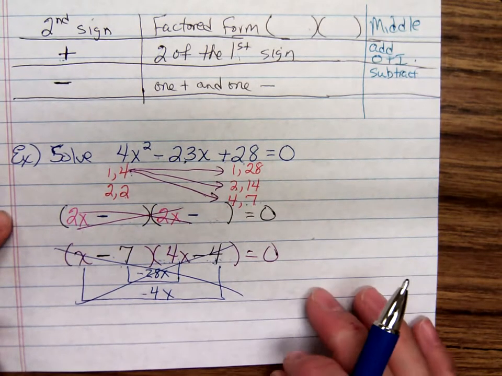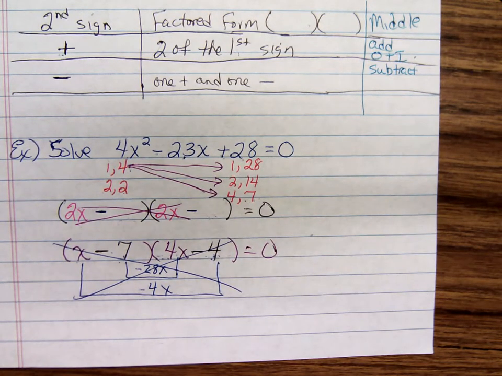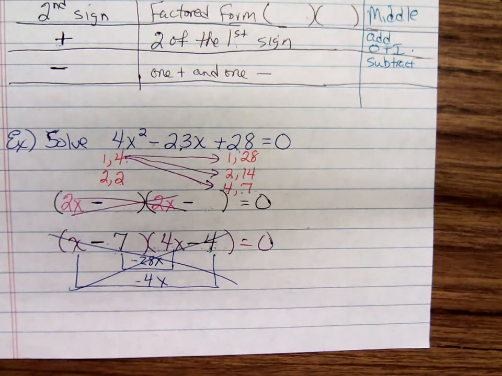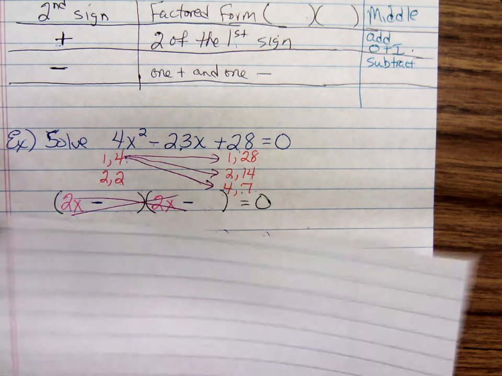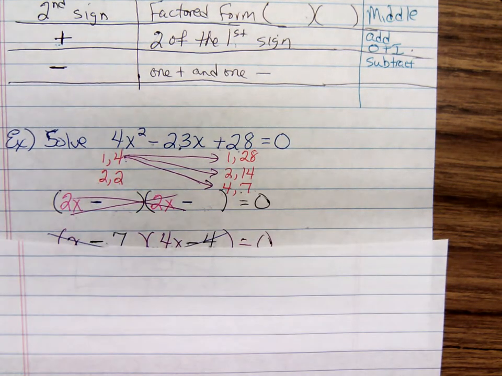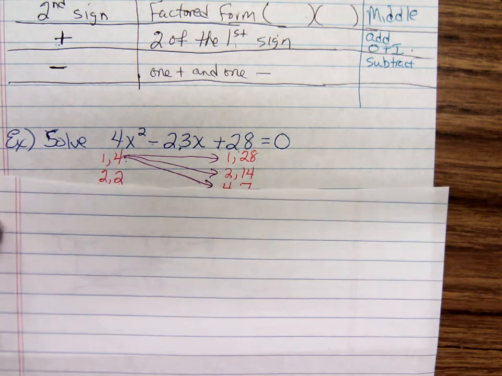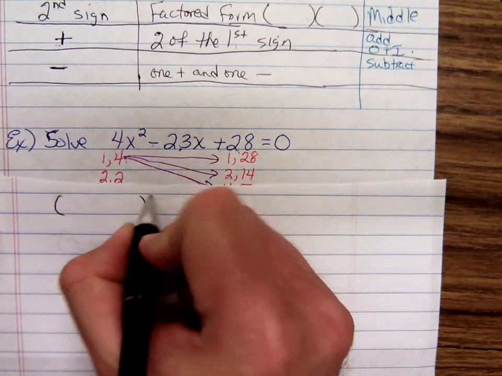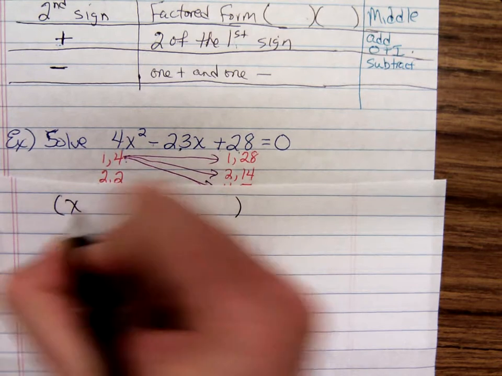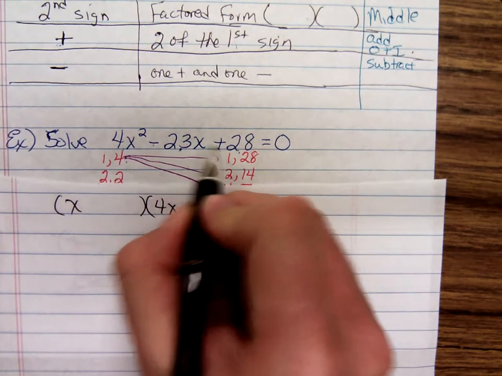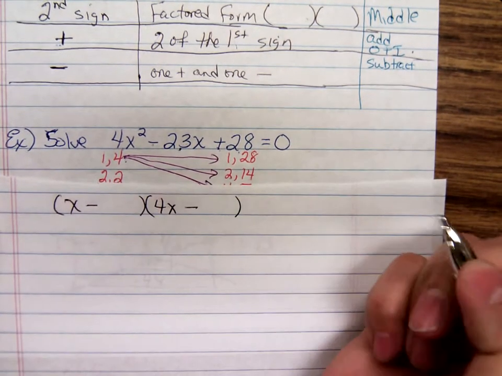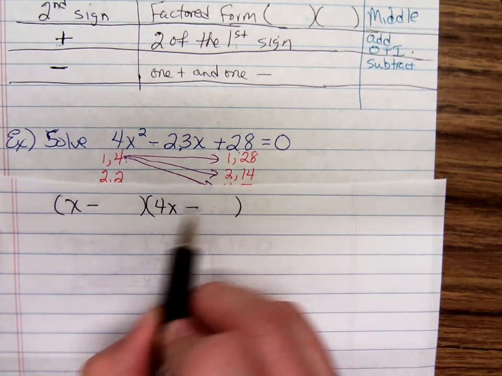If it's going to work, there should be no common factor. So let's try it again. I shouldn't have even had to check that one, but I did. Okay, so it's just a trial and error process. So x times 4x, second sign is plus, 2 of the first. The 4 shouldn't be there because there's common factors.